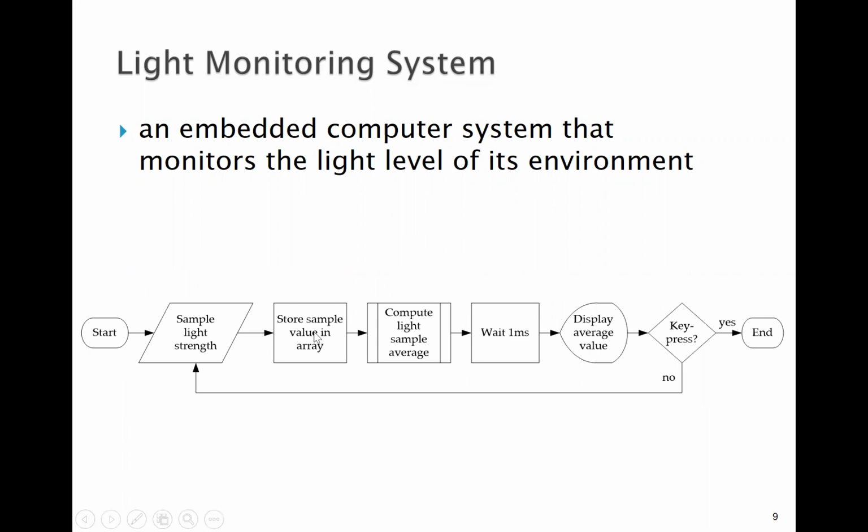We store the sample in an array. And then we have an encapsulated or elaborated process again. So this goes to another flowchart where we simply implement averaging. Then we have a 1 millisecond wait, and then we display the data. So the data display unit. And finally, we have a decision stage, depending on the response or the key press here. If it's pressed, then we end the process.